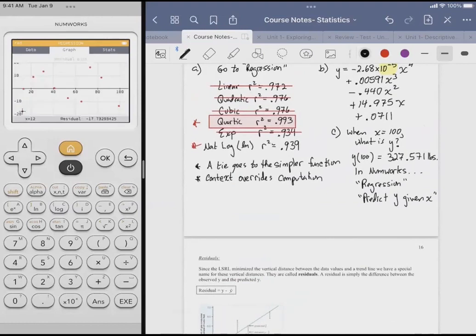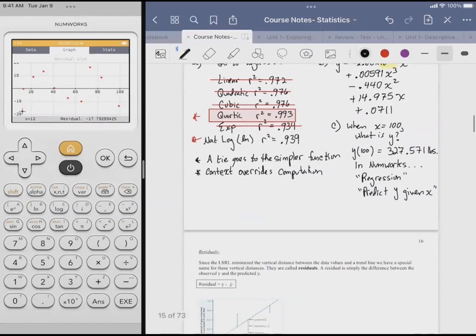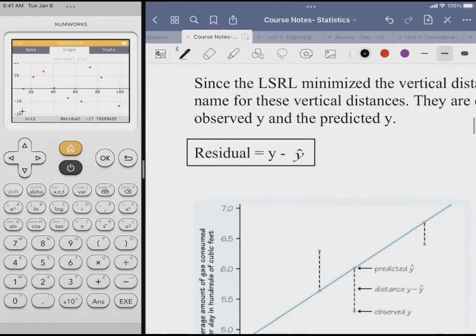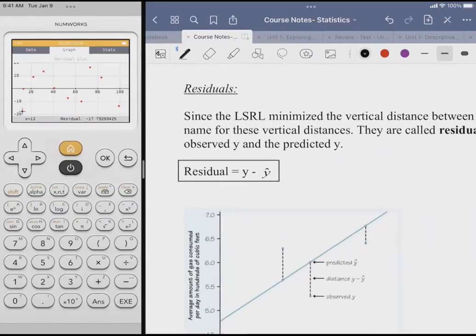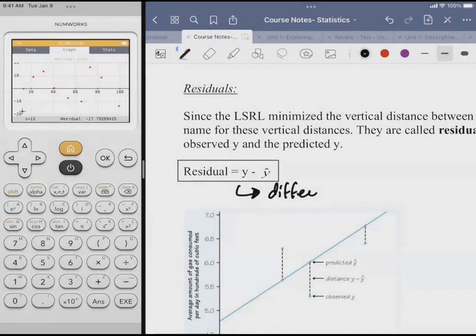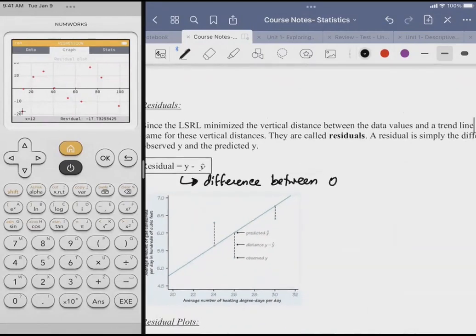And what that gives us, well, the simplistic explanation is it's a plot of the residual values, which doesn't really help. But if I tell you that a residual is the difference, so on the next page, residual equals y minus y hat, notation, wonderful. But what that means is it's the difference, my battery's going low, so, between the observed and the predicted values.